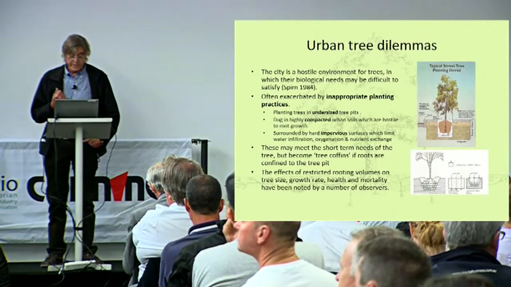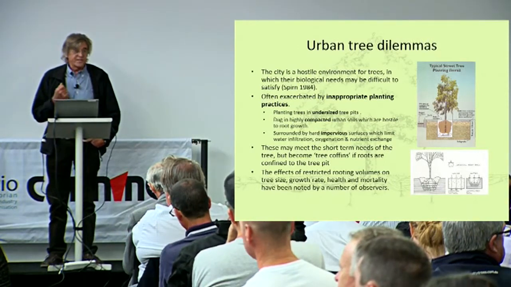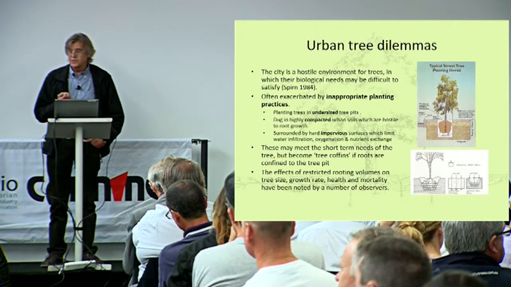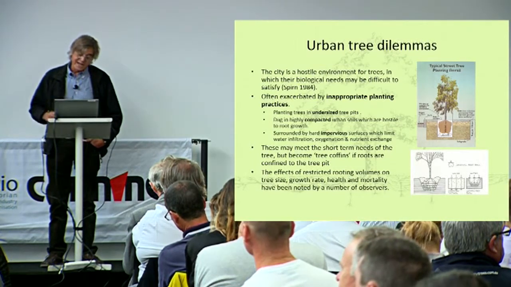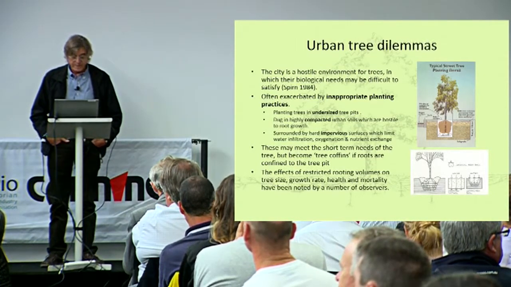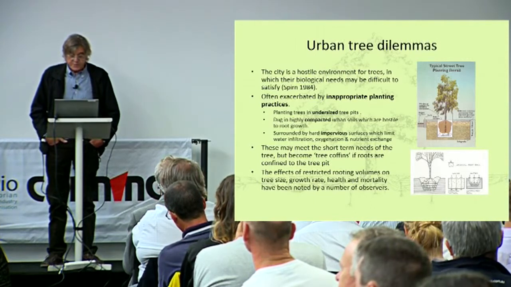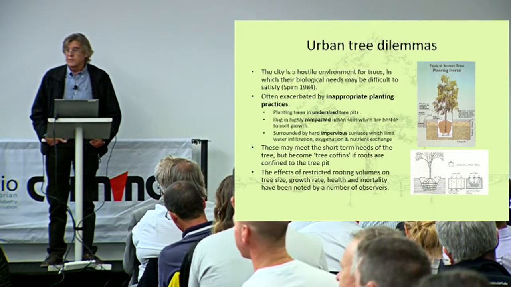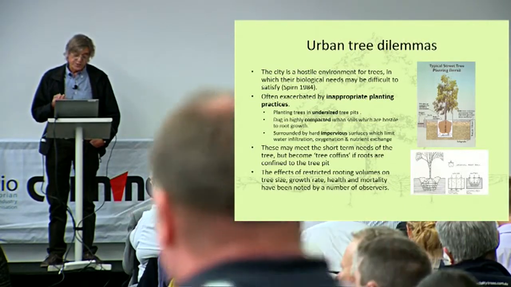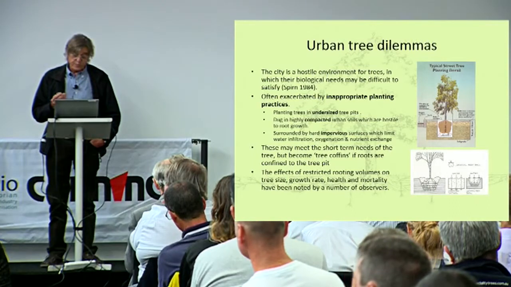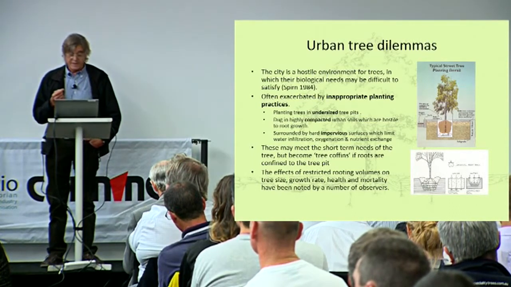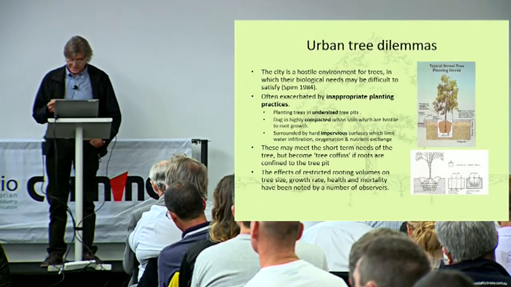So, the three main things. We're planting trees in undersized tree pits. And these pits are dug in highly compacted soils, which are hostile to root growth. And they're surrounded by hard, impervious surfaces, which limit water, oxygen, and nutrient exchange. So these tree pits may meet the short-term needs of the tree, but they become tree coffins if the roots are confined to that space. And a lot of research, as well as observation, shows the effects of restricted rooting volumes on tree health, longevity, mortality, etc.